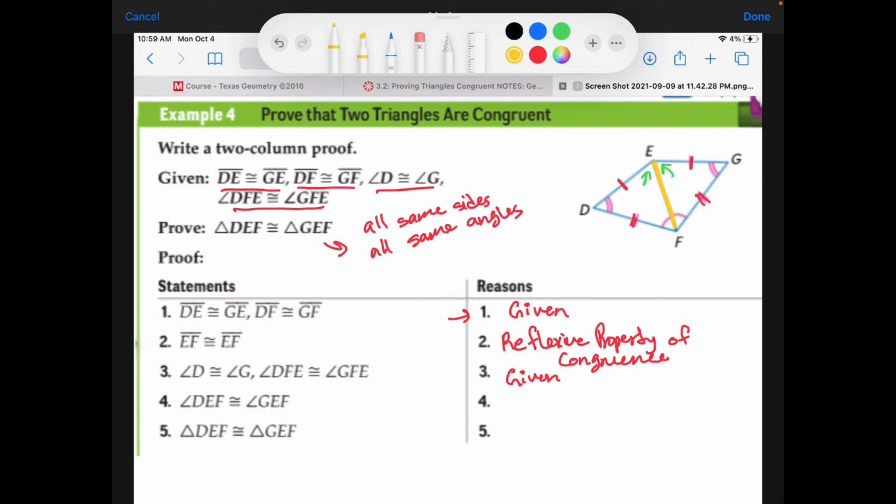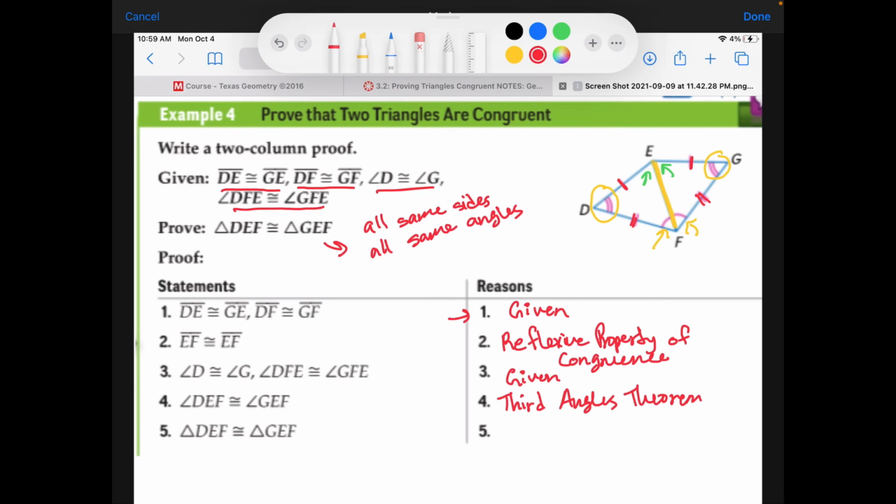Well, remember our third angles theorem tells us that if two triangles have two equal angles, so D and G are congruent, and this angle is congruent to that one, well, the last angle, which would be our third angles, would also be congruent based on this third angles theorem. So we can say that this is true based on the third angles theorem. Because two angles are congruent to the other two angles of a triangle, the third one must also be congruent. Okay, and we are done.